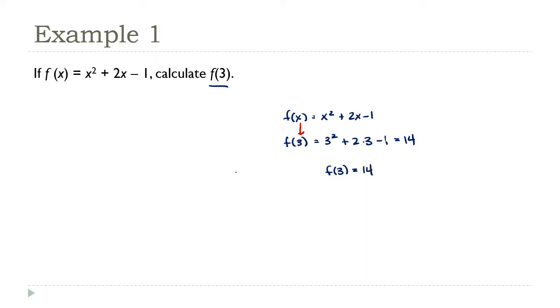Do not try to divide both sides by 3. The left-hand side is not f times 3. It's saying, what is f when x equals 3? And there is no way to break that up, reduce it, or simplify it. So we're going to leave that left side alone.